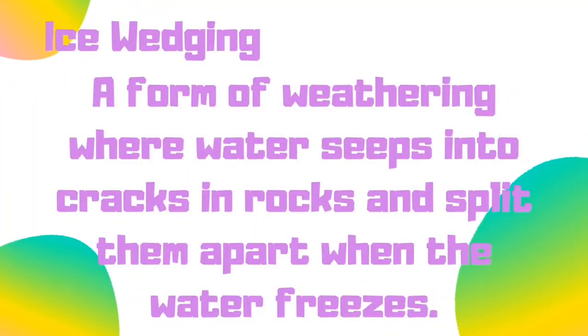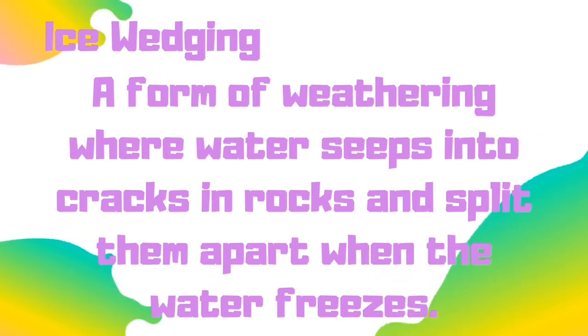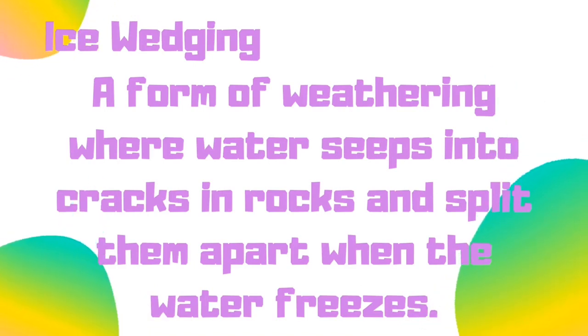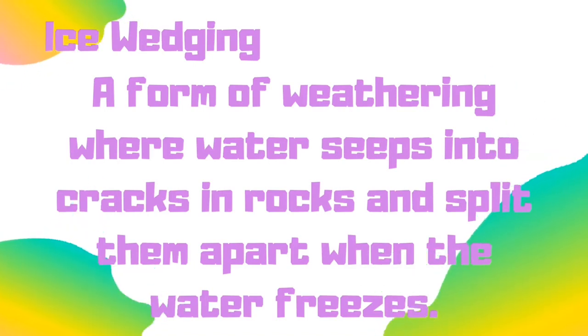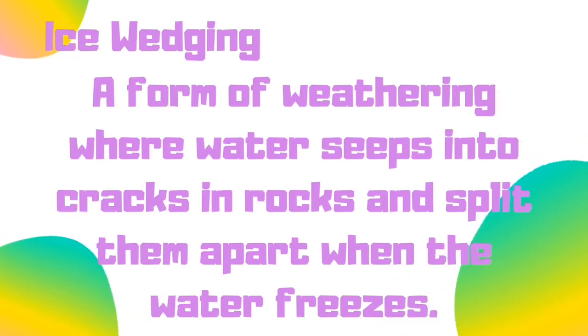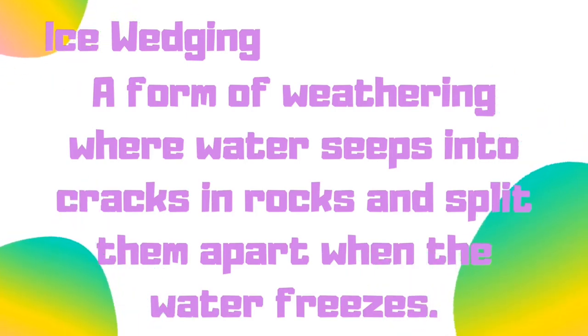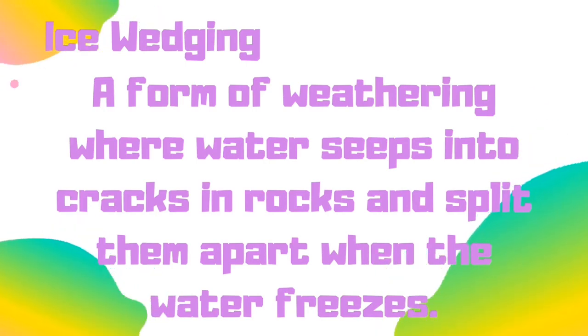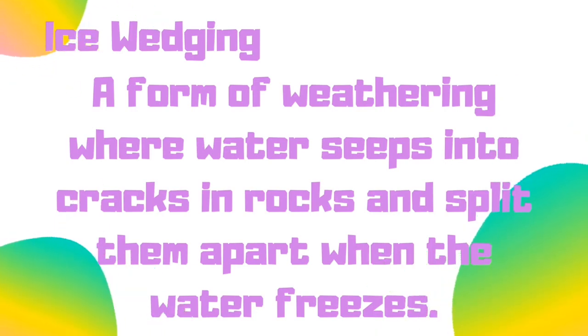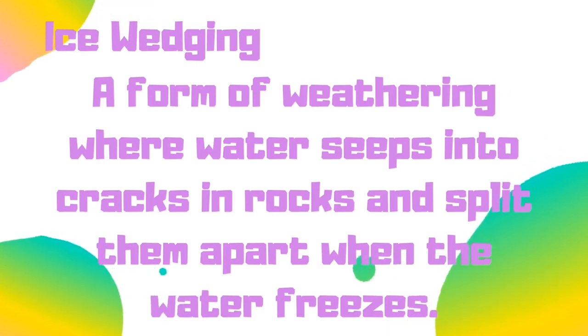Another kind of weathering that I can't show you in the wild right now, but that you see every single winter here in Ohio, is ice wedging, which is a form of weathering where water seeps into cracks in rocks and splits them apart when the water freezes, a lot like root wedging. This is what creates potholes here in Ohio. The water seeps into cracks in the asphalt, especially in the winter, and when it freezes as the temperatures go down, the water expands and makes what would have been a small crack into a much larger crack.